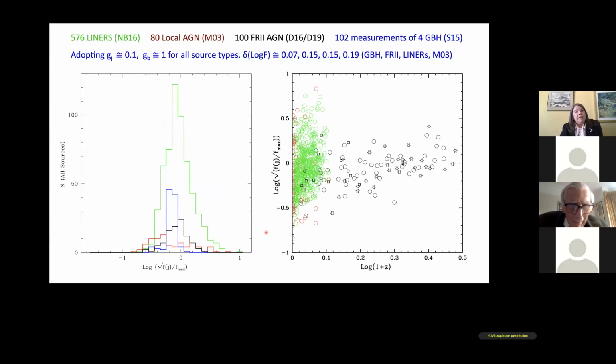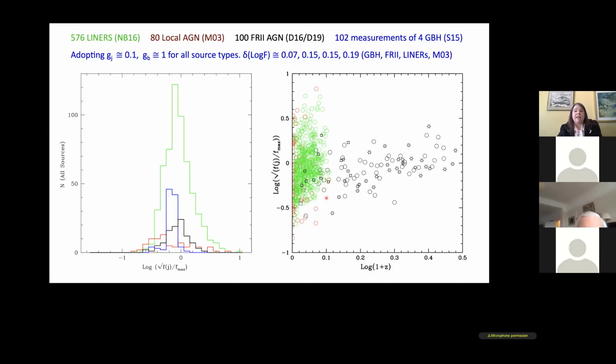Now, when we look at these spins as a function of redshift, there is a very strong selection effect. And we can see that here in the histogram. We're really missing the low spin objects for the Nisbet and Best sample, 576 LINERs, and also for the FR2 sources. So you can see here that there's a very strong flux limit that's impacting this, and we're missing these low spin objects.